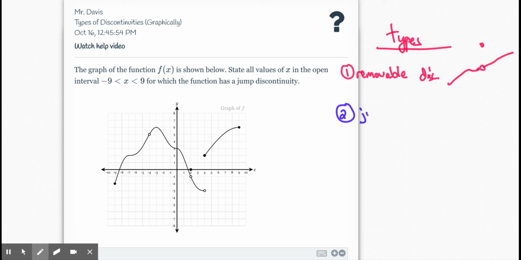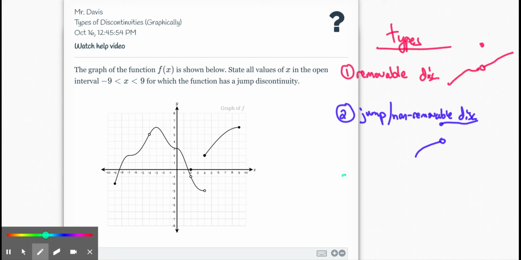The second type was called a jump, also called a non-removable discontinuity. A jump discontinuity looks kind of like this. We might have a hole, and then it jumps up to here, and then it will keep going again. So in this one, we can't necessarily just fill in that hole and make it continuous because we have to jump up to the other function. So that's why it's called a jump discontinuity.